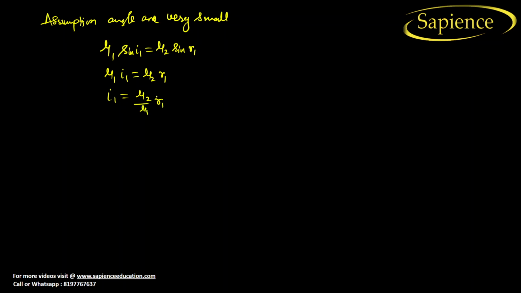Now the assumption is that angles are very small. When angles are very small, we can write mu 1 I1 is equal to mu 2 R1. So from here we can write I1 is equal to mu 2 by mu 1 into R1, or we can also say that I1 is equal to mu 2 1 R1. So this is the formula we can write.